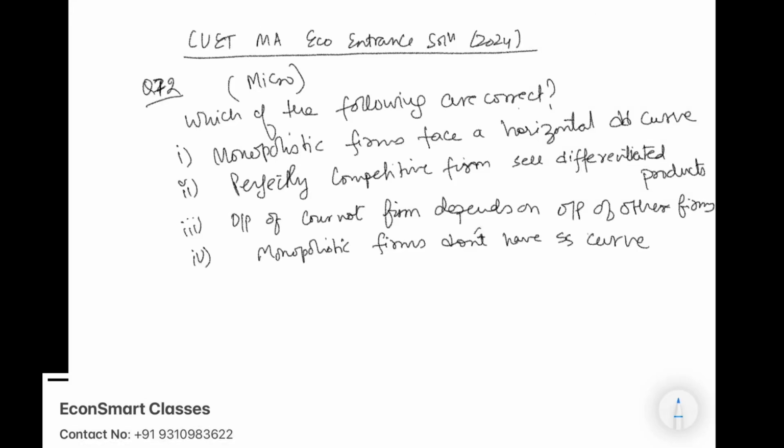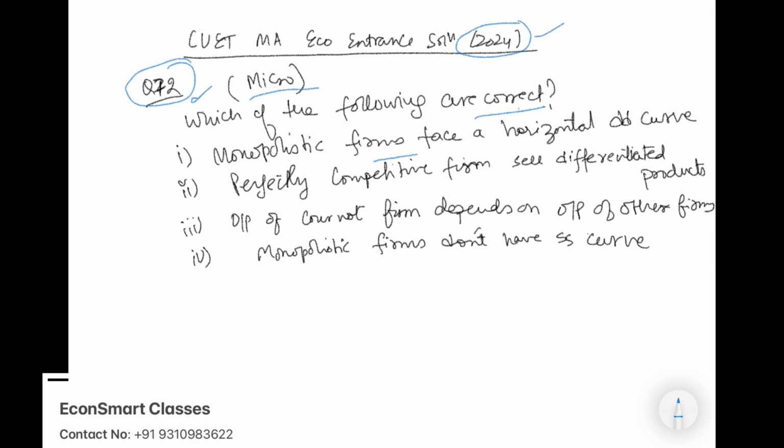My name is Divisha. In this video, I'm going to discuss again the CUET Economics Center Solution 2024, the solution to question number 72, and that's a question from microeconomics. Now the question says we have to answer which of the following are correct. Okay, whether it is monopolistic firm. Let's just discuss each statement and quickly understand what each statement has to say.